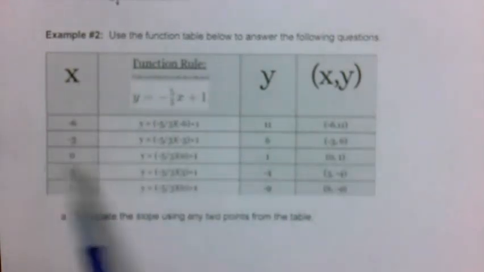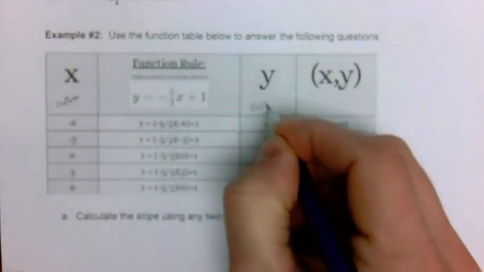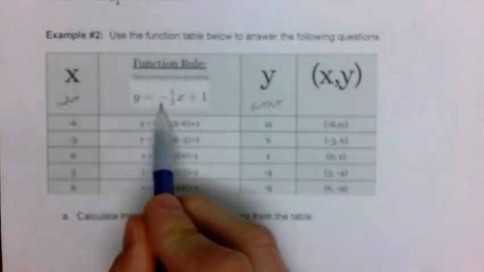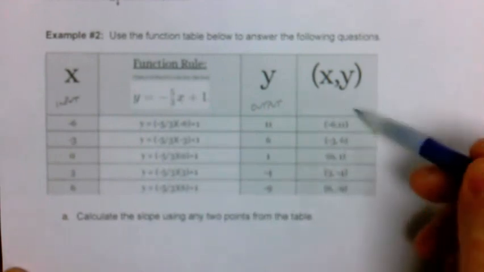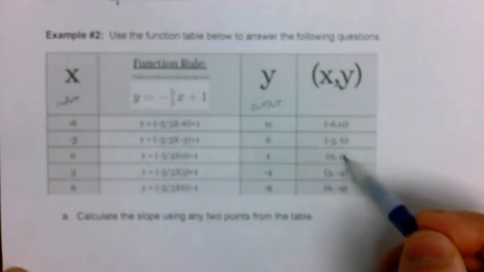In our next example, I was given this function table. I'm going to use that function table to answer a few questions. Okay, so here are my inputs. Remember that x represents the input of the function. Okay, and y is going to be the output of the function, and sometimes we call that f of x. The function rule says y equals negative 5/3 x plus 1. So what they did, they took these inputs and they substituted them in for x into this equation, and that calculated these outputs, making these points, these ordered pairs. So these are the points that form the line from this function rule.